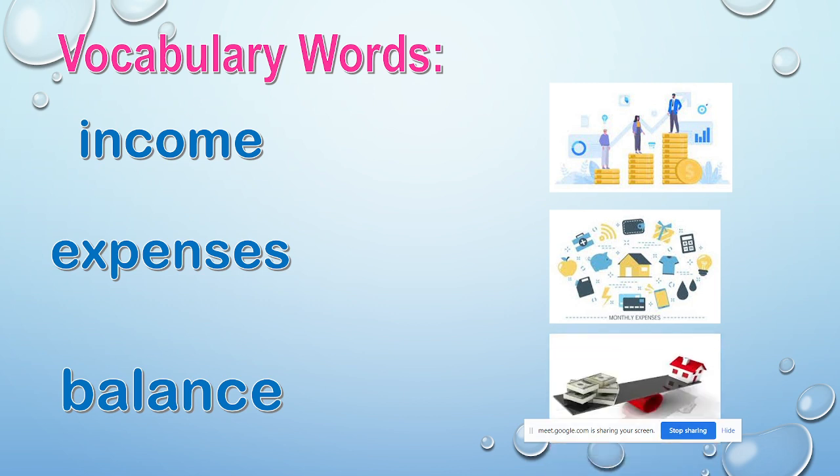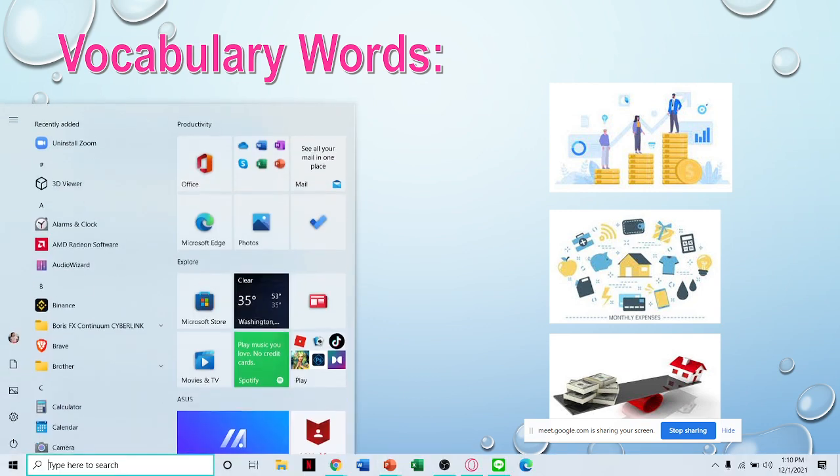When we say income, that is the money that we get from working. For example, your father works or your mother works, they receive money upon working for 1 month. That's the money that you use for the things that you have to pay for. That is your family's income.